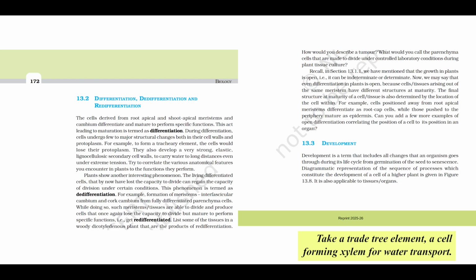Take a tree element, a cell forming xylem for water transport. During differentiation, it undergoes drastic changes. It actually loses its protoplasm, becoming a hollow tube. It dies. Functionally, yes. The cell itself dies to become an efficient pipe. And it develops strong, elastic, lignocellulosic secondary cell walls. Why? To handle the tension of pulling water up long distances without collapsing. Amazing engineering. Wow, that's extreme specialization.